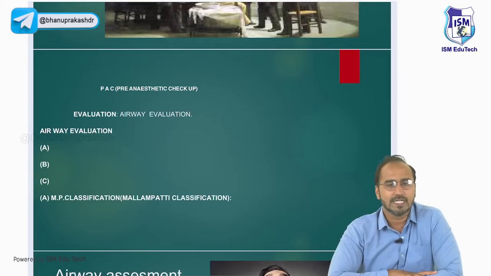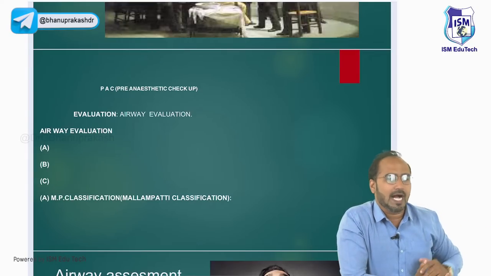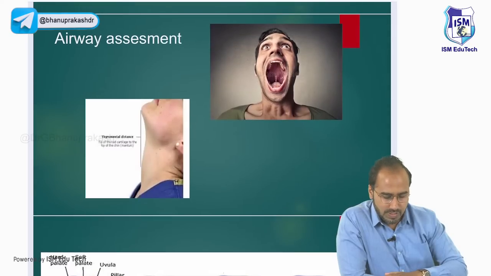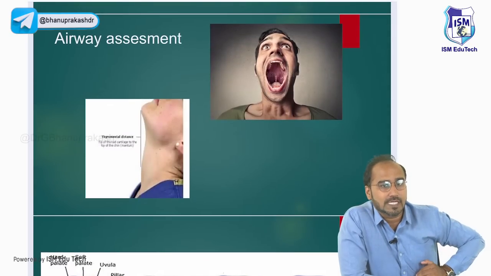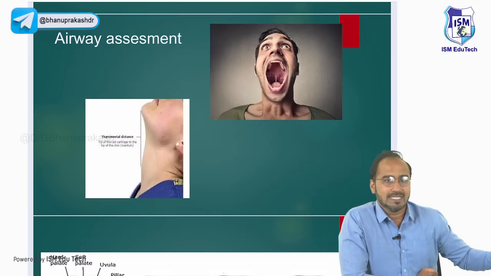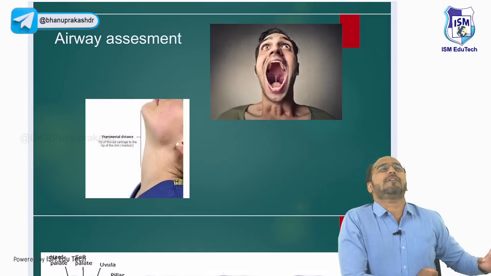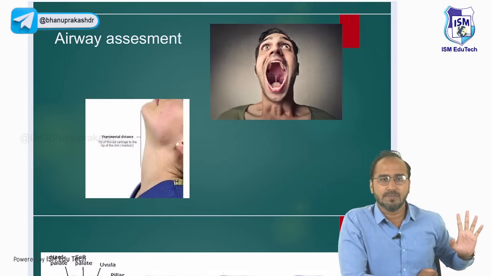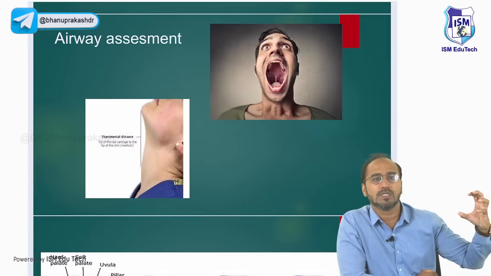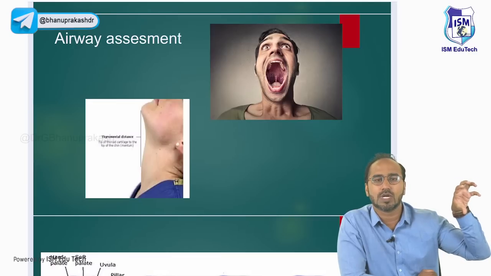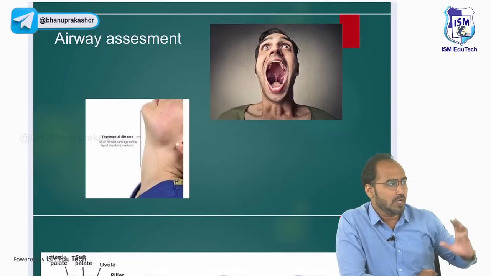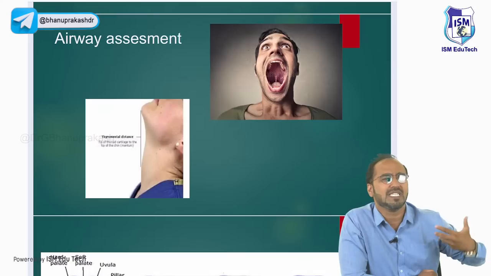How should you do the airway assessment? This patient comes to my clinic. For airway assessment, I will tell the patient only two things. I will tell him, please open your mouth. The second thing I need to tell is, lift your chin. Two things for airway assessment: open mouth, lift chin. When I tell him to open his mouth, I am basically seeing the structures in his oral cavity, the structures that I can easily see. So if I can see the structures clearly, structures means what?